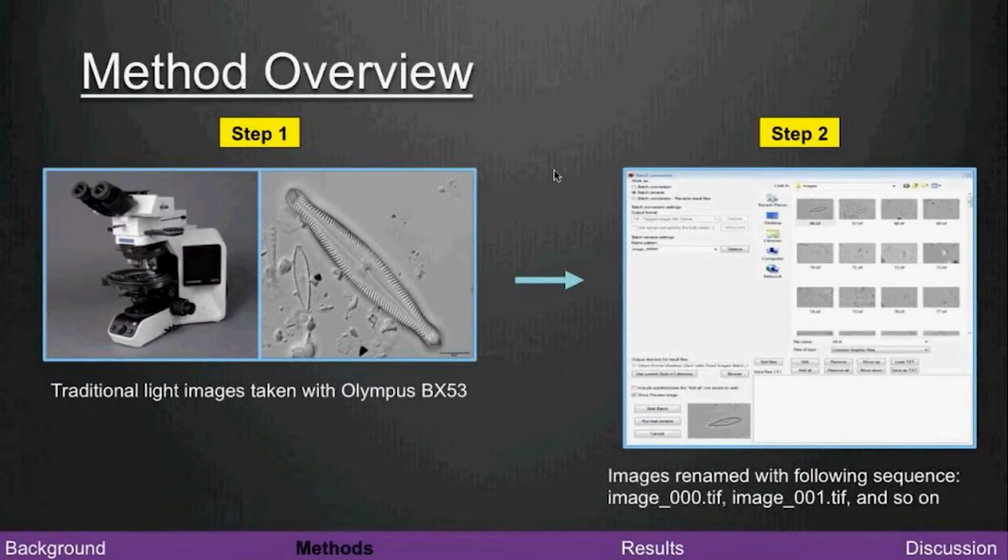So to start off, microscope images of diatoms were captured by a traditional light microscope. Here's an example of just one of the images that were taken. After images are stored, we rename them so that the software could properly process them. And we wanted the software to follow them in a sequential order, so we changed the file name so that the prefix would be an image name followed by a numerical value that represents its place in the sequential order.